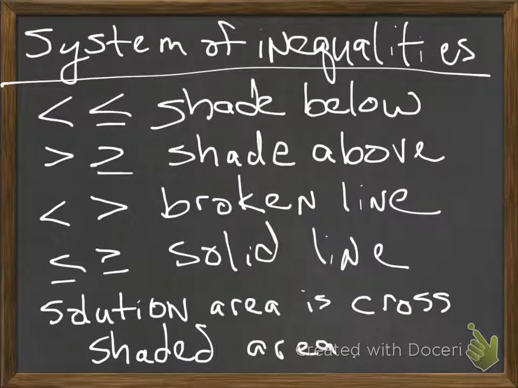Okay, so again, for the system of inequalities, when we're trying to solve these, we're going to use these symbols. Again, shade below, shade above, decide if it's a broken line or solid line, and our solution is going to be the cross-shaded area.